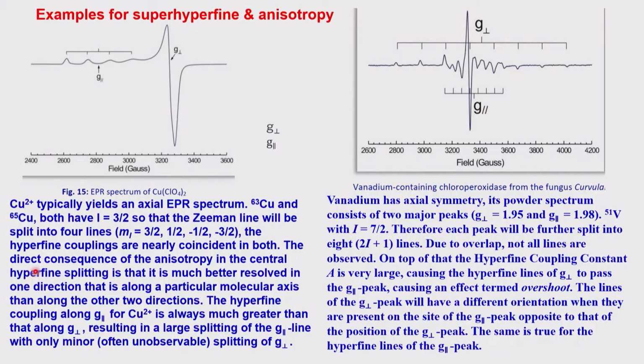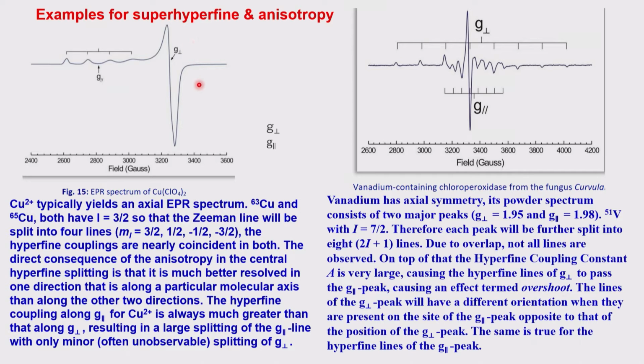One of them is the copper spectrum, which is shown here for copper perchlorate. Just a while ago I have already explained about the copper. I don't need to tell you once again that it has the g parallel and g perpendicular. The g parallel is showing all 4 lines because I is equal to 3/2, 2 into 1 into 3/2 plus 1, so the 4 lines you can nicely get.